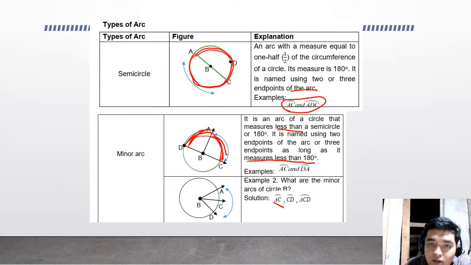And also, using this circle, arc ACD. We have arc ACD, this one you can name. This is also a minor arc. By looking at the arc, you can say that it is a minor arc, a semicircle, or a major arc.